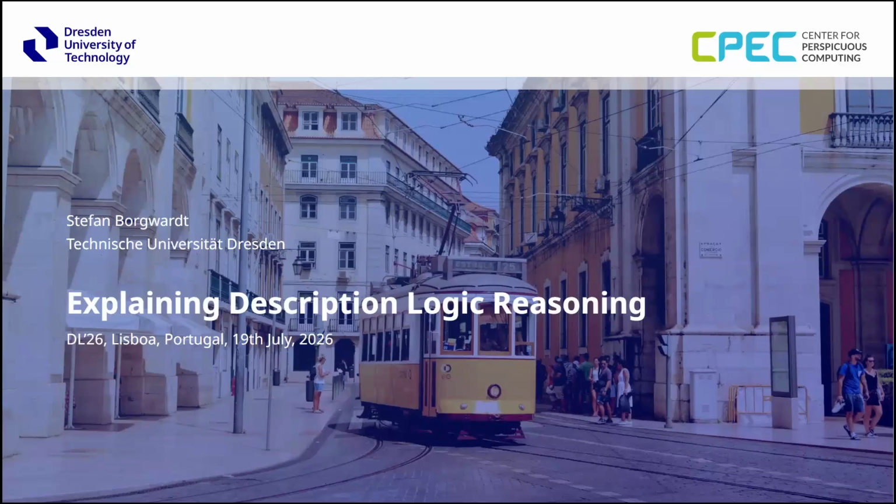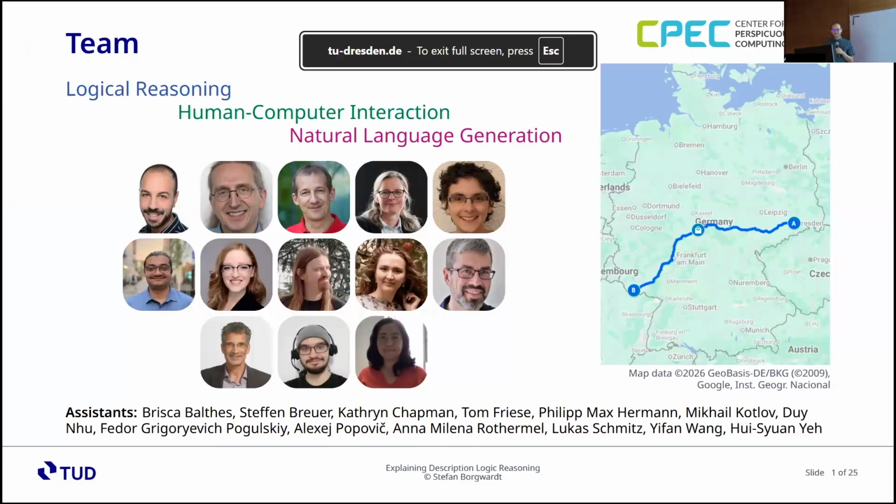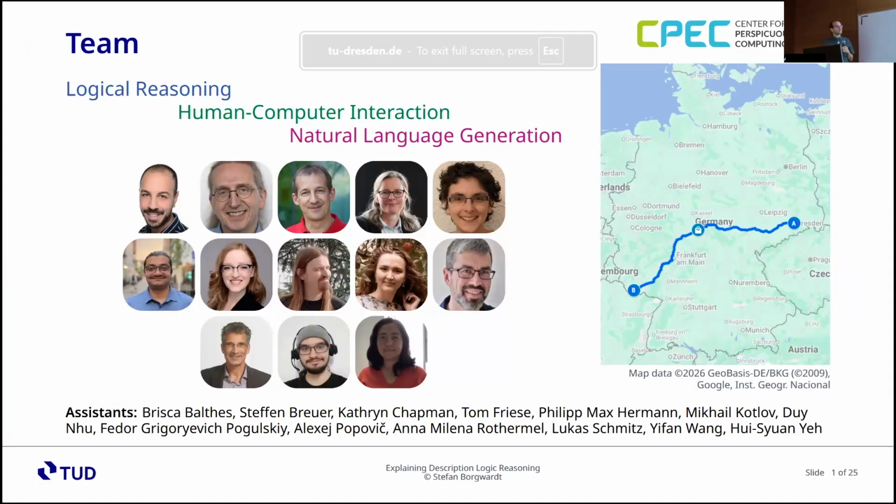And before I go into the formal details, I first want to present the team that we were working with, spanning different areas like logical reasoning, of course, but also human-computer interaction and natural language generation that we were working together in this center. They were distributed all over Germany, basically from one end in Dresden to the other end in Saarbrücken. And sometimes when the way was too far, we just met in the middle in Bad Hersfeld to have some nice collaborations there.